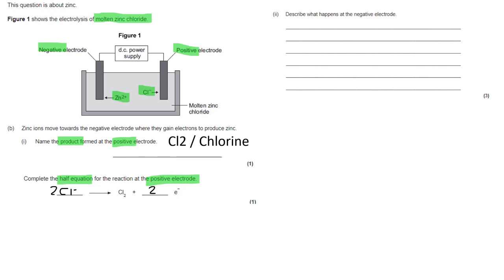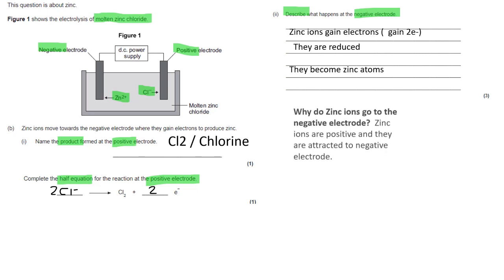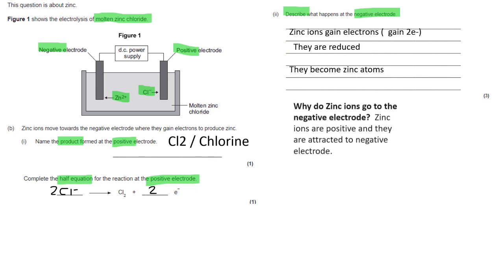2 electrons are released. Describe what happens at the negative electrode. Well, we can see the Zn2+ ions going there. What do they pick up? They pick up 2 electrons. What do we call that? That's reduction. They become zinc atoms. Remember, the zinc ions are positive, the electrodes negative, and opposites attract. Let's get to the marks.